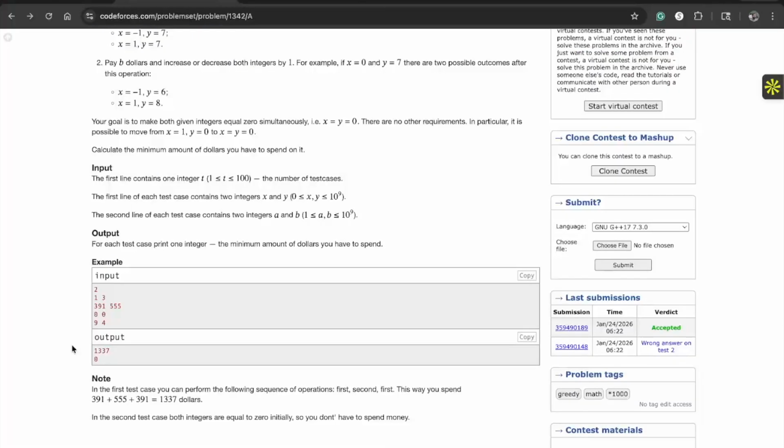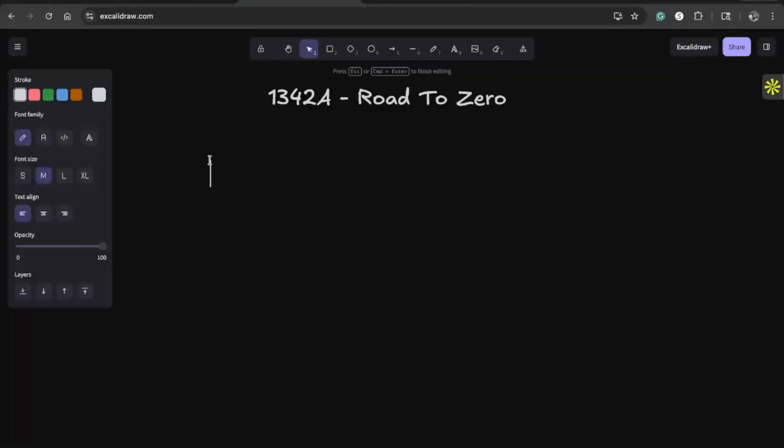I think the best way to explain how we can do this is through an example, so let's do that. Let's just take this example that we have, 1 3 391 555. So in this case, 1 is our x number, 3 is y, 391 is the cost of a, and 555 is the cost of b.